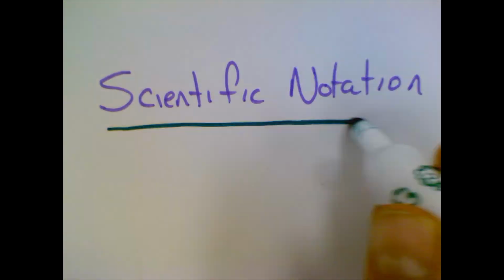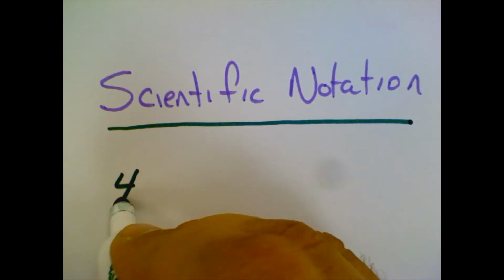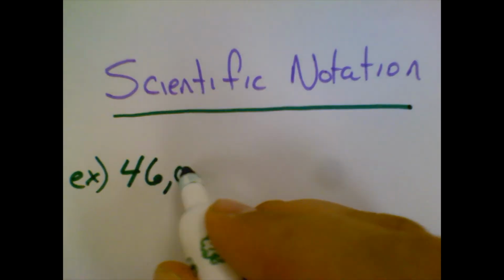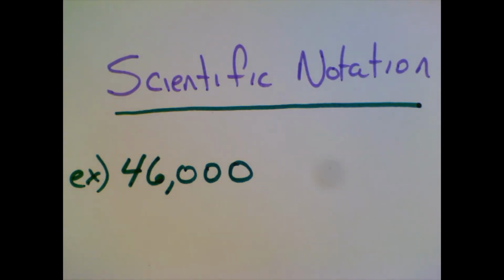Now, let's say we have the number, I'll just start with an example, 46,000. Now, we both agree probably that 46,000 is not a huge number, but it's a good example to show you how the mechanics of scientific notation work.